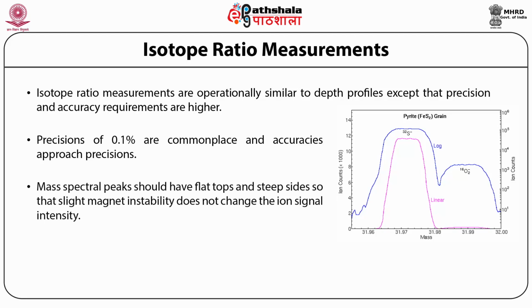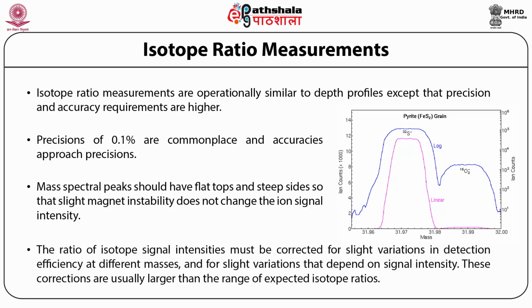Mass spectral peaks should have flat tops and steep sides, so that slight magnet instability does not change the ion signal intensity. The figure shows the necessary flat top peak and the high mass resolution used for elimination of oxygen interferences at m/z 32. Both are necessary for measuring accurate 34S/32S isotope ratios.